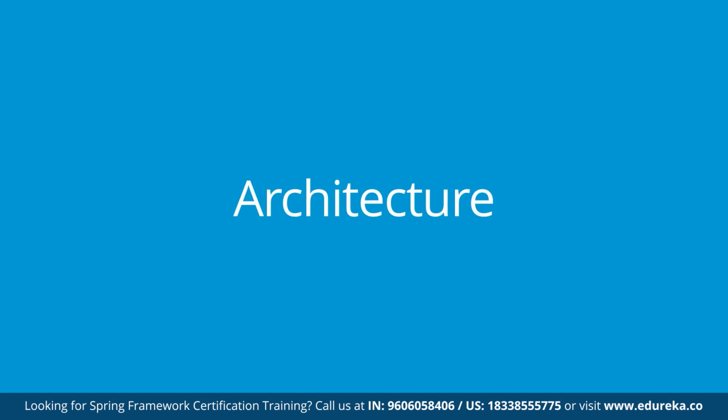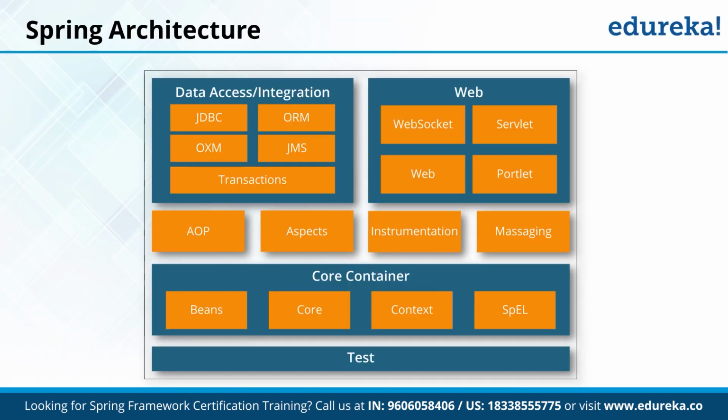So let's see the architectural part of the Spring Framework. In the architecture, we got the base layer as the testing layer, right? So Spring architecture is a layered architecture. The testing layer is basically focusing on JUnit, where we can write unit tests. Then we got the core container. The core container of the Spring Framework includes beans, core, context, and Spring Expression Language.